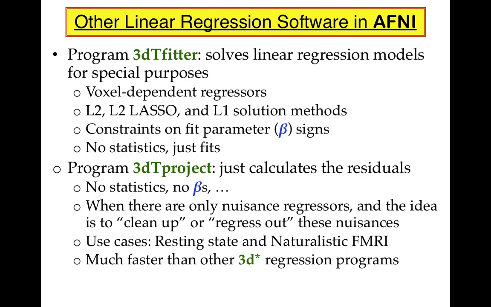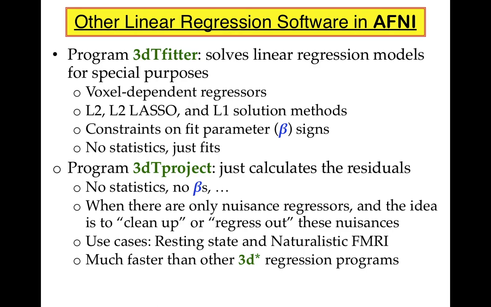And you could put constraints on the fit parameter sign, so you can say this beta must be a positive number, and this beta here must be a negative number, and these other betas, I don't care. So this thing doesn't do any statistics, it just calculates fits. And then there's the program 3D Project. This doesn't calculate fits even, it just calculates the residuals. There are no statistics, no betas.